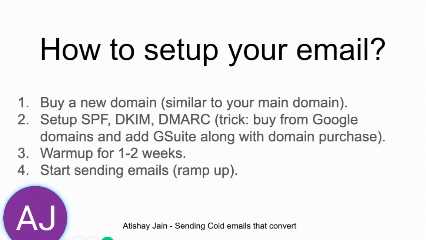Step number four, start sending emails, but don't send hundreds or thousands of emails at once. Ramp it up slowly. Start at 10 per week, then move on to 20, then 30, then 40, until you max out at, say, somewhere around 100 to 150. And trust me, if you're sending cold emails and if you're doing it right, you will never ever need to go beyond 100 or 200 emails per week. That is my guarantee. Now let me show you some of the results that I got.